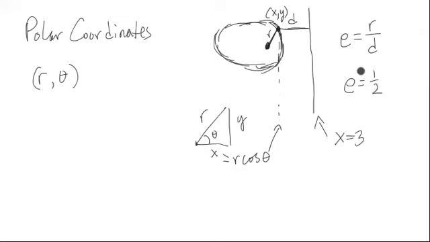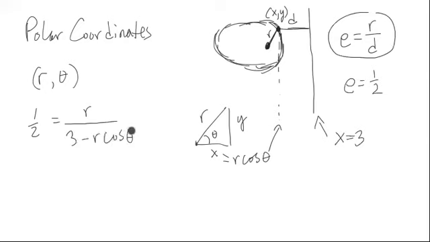Okay, so it looks like the equation of this ellipse is simply determined from here. 1/2 is equal to R over D, but D is the difference between these two X coordinates: 3, which is to the right, minus R cosine theta. That is the equation of our ellipse. Now, solve for R.